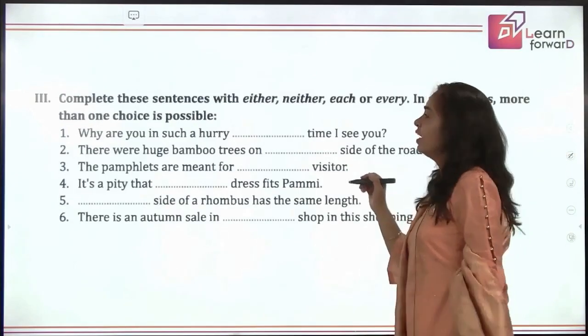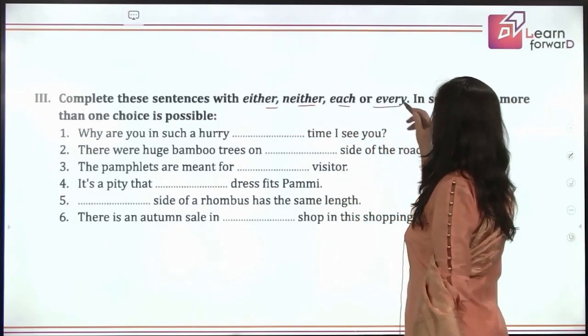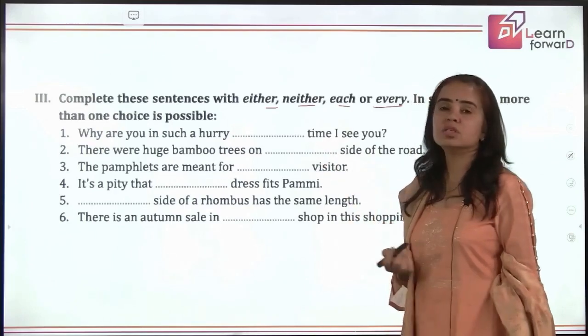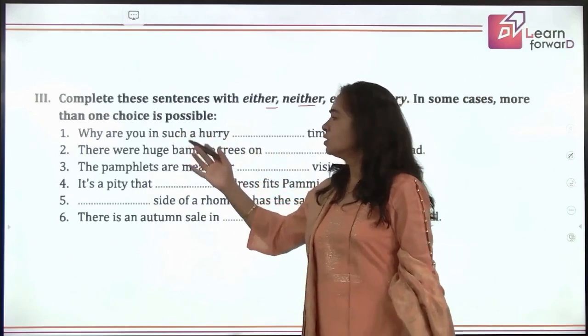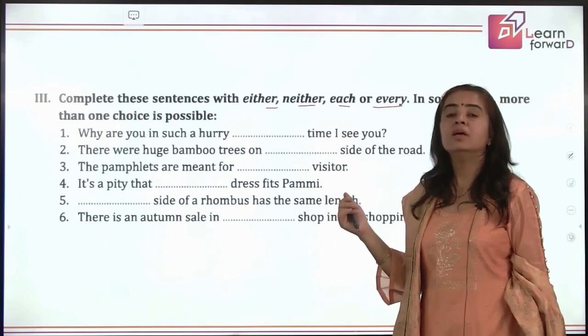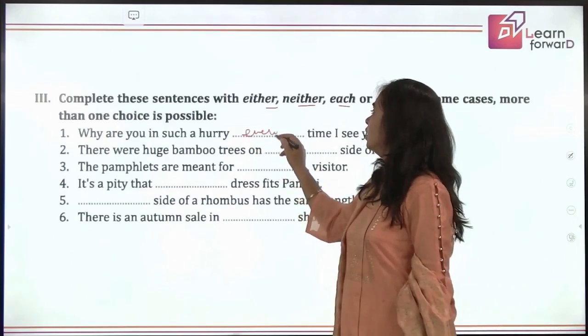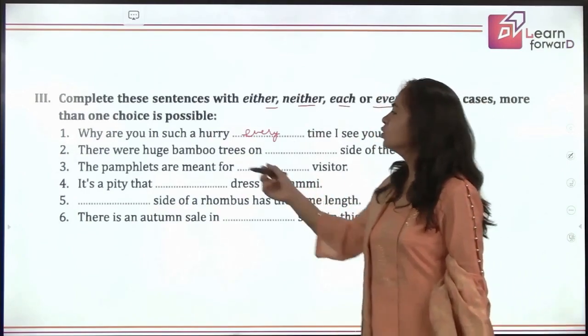So we have an exercise. Complete these sentences with either, neither, each, or every. And remember, in some cases, more than one choice is also possible. So let's see. Why are you in such a hurry? Dash time I see you. Every time I see you. So it's like it happens very frequently, right? So the number is large.